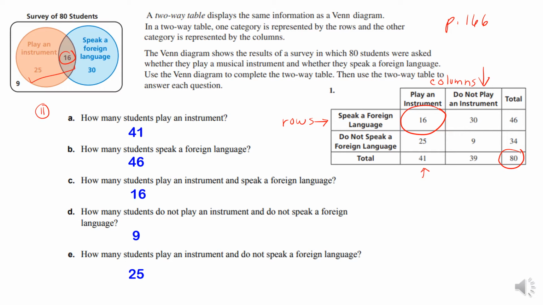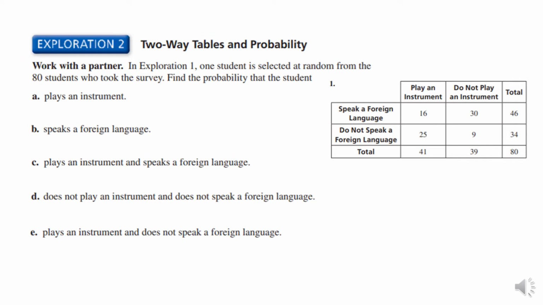Okay, so we're going to use this same information for exploration 2, which is making probabilities out of this information. So remember, to find a probability, it's the number of outcomes over the total possibilities. In this case, there are 80 total possibilities. So if you're looking at the probability of playing an instrument, we're going to look at 41 over 80. And that gives us the probability for A. So again, I suggest that you push pause and see if you can do these on your own, and then I will put the answers up.